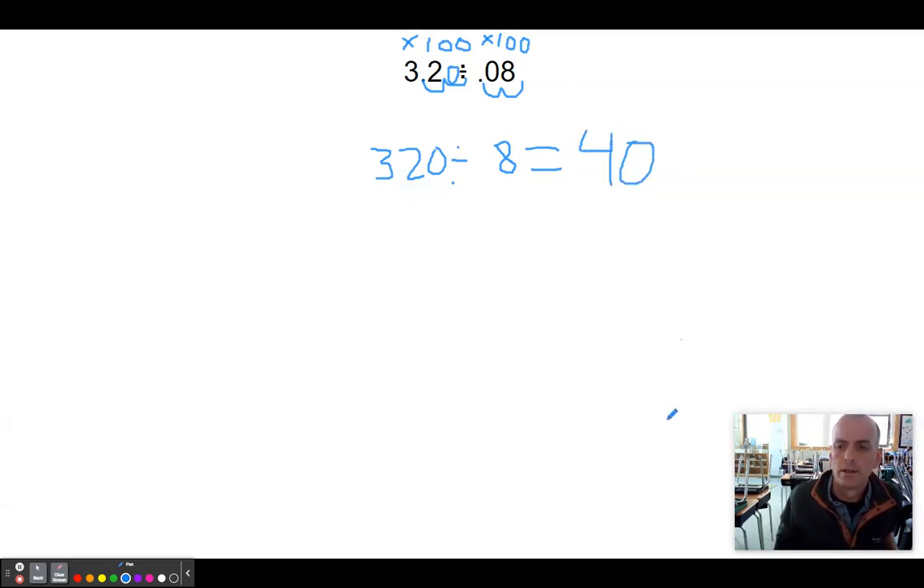Now, 3 and 2 tenths divided by 8 hundredths is 40. 8 hundredths times 40 is 3 and 2 tenths. I know, it's a little tricky. I get it.